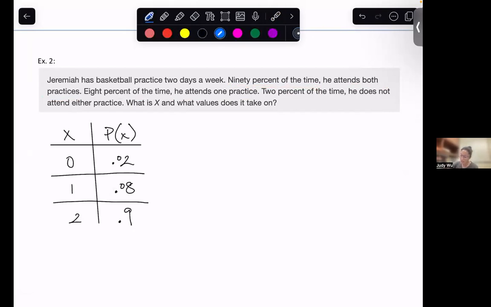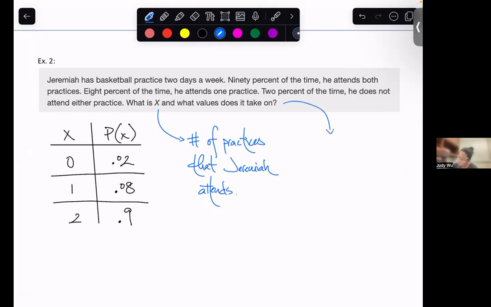And so what is X and what values does it take on? We can say X represents the number of practices that Jeremiah attends. Right? The number of practices that Jeremiah attends. And what values does it take on? 0, 1, or 2? Because he either goes to no practices, he goes to 1 practice, or he goes to 2. They only have 2 practices a week, so we can't get any numbers higher than that.